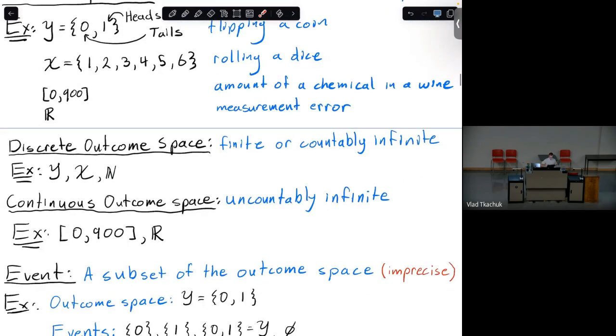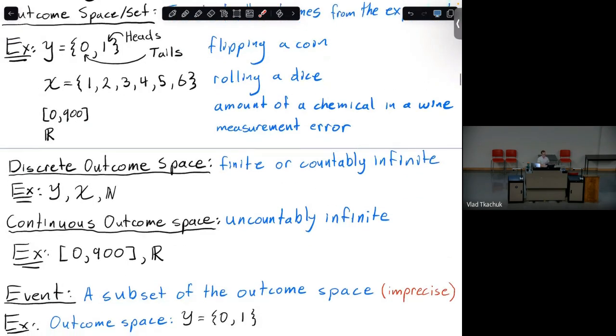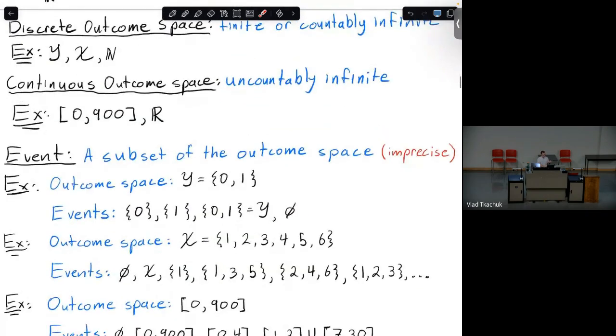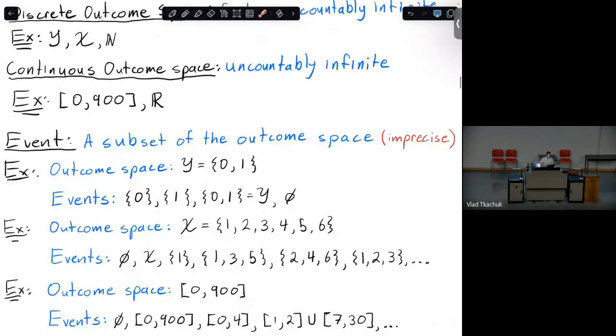Cool. Okay, after you have these outcomes, there's going to be a notion of an event. So we're going to go over a bunch of different events. For the purpose of this class, we're going to think of an event as just any subset of the outcome space. And here I'm pointing out that this is imprecise, because an event is not just any subset of an outcome space. It has other special properties, which once again, we won't talk about. In this class, you can just think of it as a subset of the outcome space, and that'll be enough. So what would an event be?